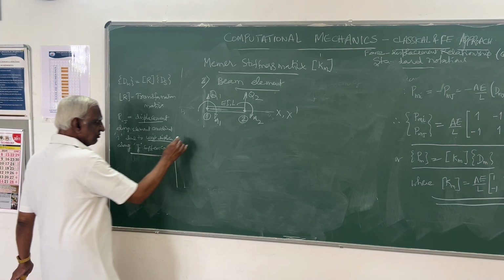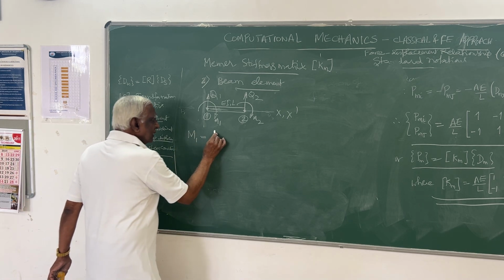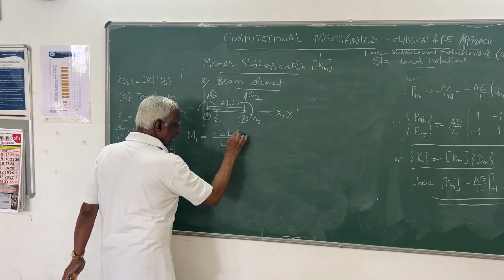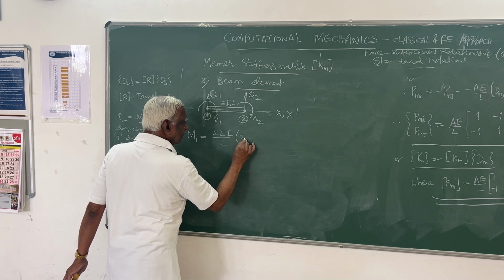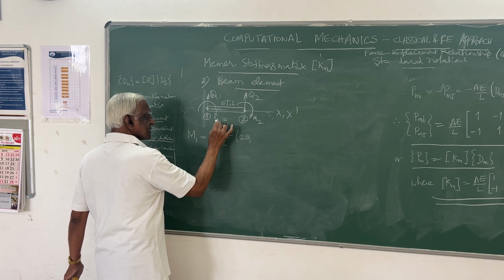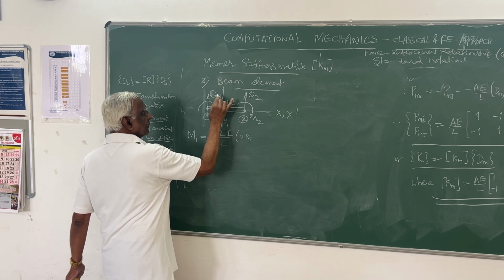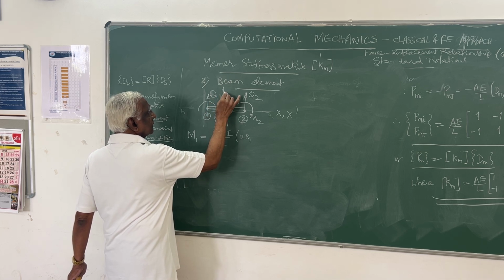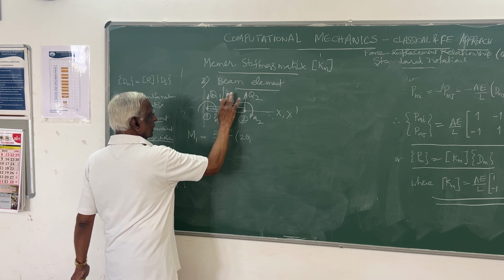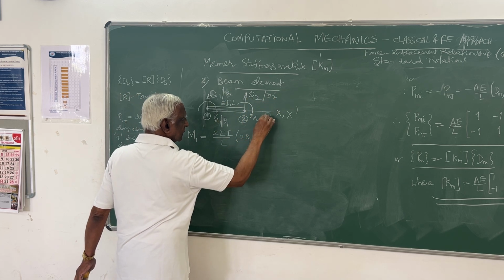Now, you know from slope deflection equations, M1 equals 2EI by L into 2 theta 1, this M1 displacement rotation is theta 1, here displacement is Q1, or I'll say V1, this V2, theta.